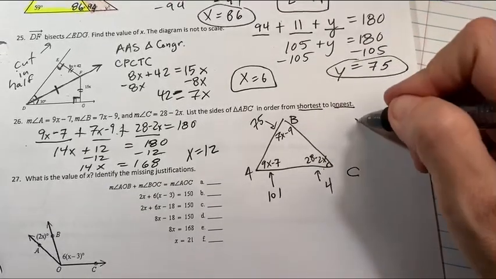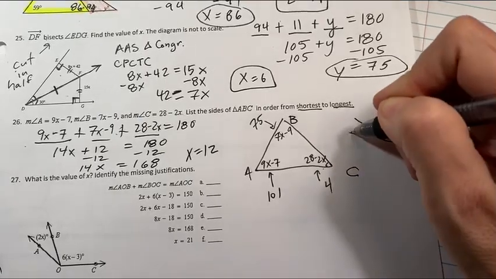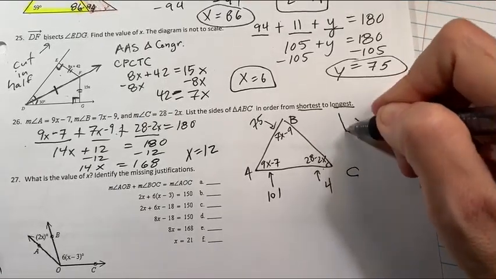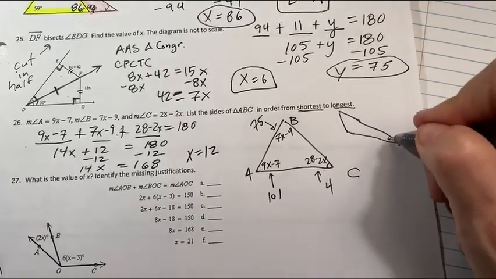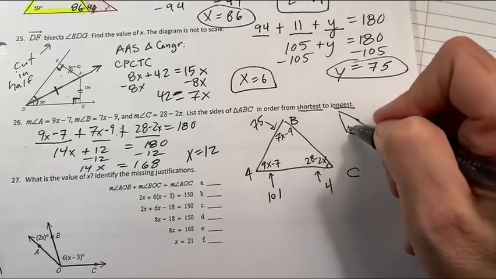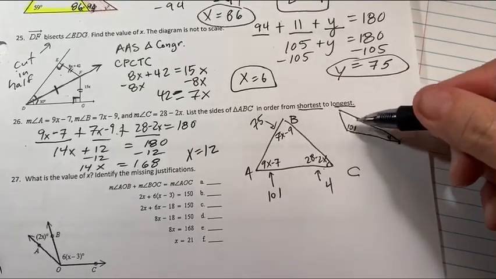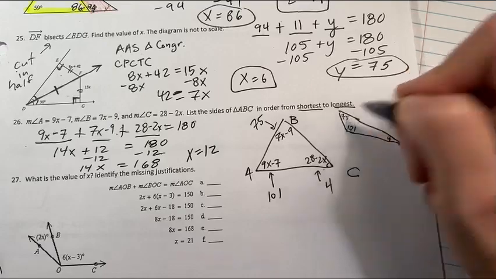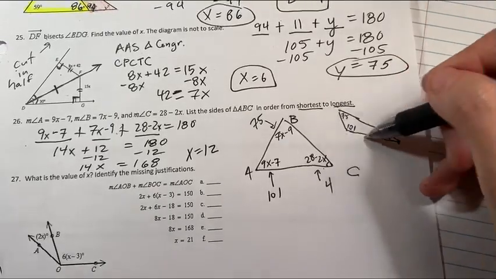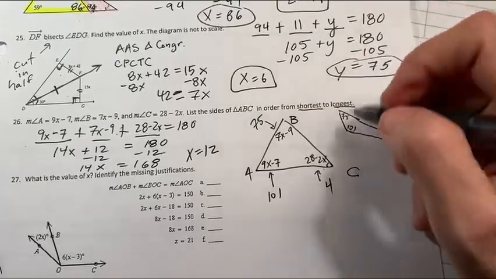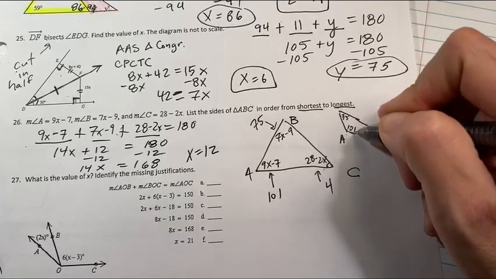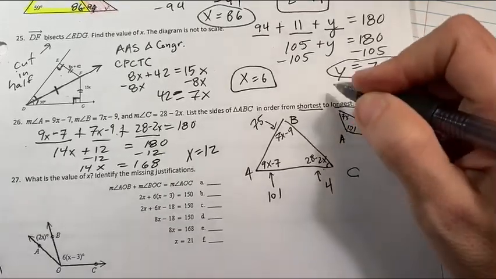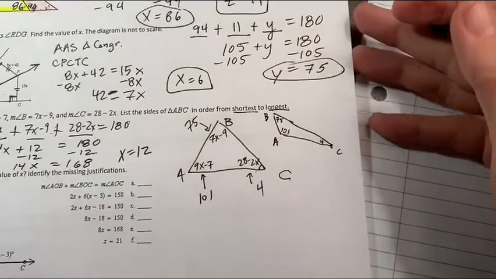So I've actually redrawn this to scale. This is a really, really small angle here. This is an angle 4. This is an angle 101, so a little bigger than 90. And this is an angle 75, smaller than 90. So they want me to list the order of the sides least to greatest. So this is angle A, 101. This is angle C, 4. And this is angle B, 75.